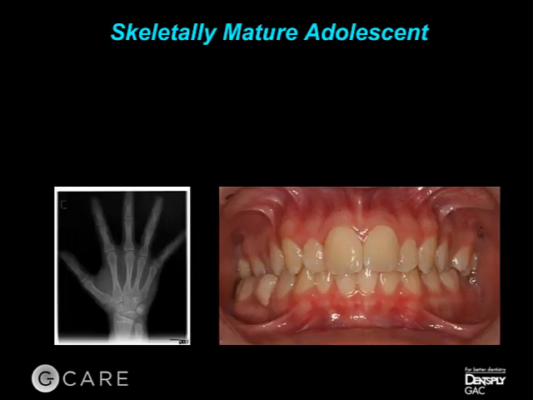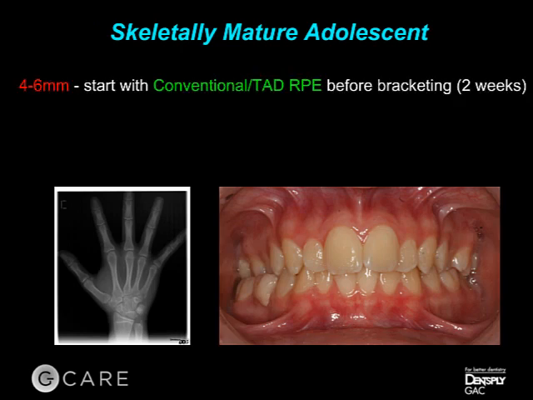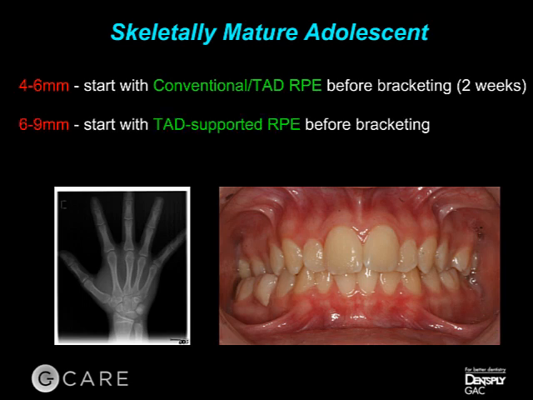Okay, for skeletally mature adolescents, once again, 4 to 6 millimeters. To me, this is something I can start with a conventional or TAD RPE right before bracketing, and I know I can get the change that I need. This group right here is where the TAD-supported RPE changed my practice. For these kids that need 6 to 9 millimeters of expansion, I know that I could not achieve that with a conventional RPE without some surgical assistance. To me, this is where the TAD-supported RPE comes in, knowing that on these skeletally mature adolescents, I can gain 70 to 80% of that dimension without surgery. This is one of the things that has truly changed my practice, and where I feel the TAD-supported RPE is very, very beneficial.